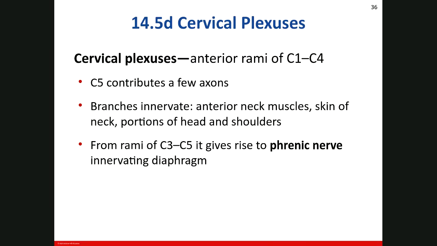One of the plexuses which we have is called the cervical plexus. The cervical plexus is the anterior rami of C1 to C4. And this plexus has a very important nerve, which we call the phrenic nerve, and the phrenic nerve innervates our diaphragm. This plexus can innervate the neck muscles, the skin of our neck, and parts of our head and the shoulder. Look at this picture.